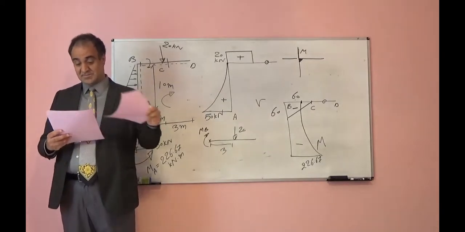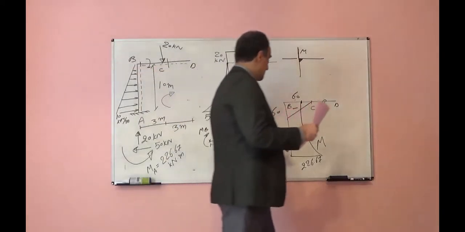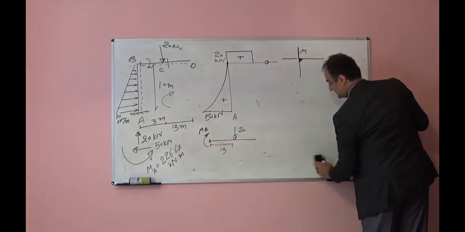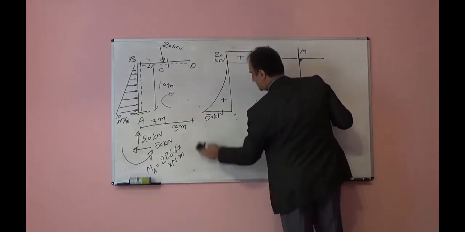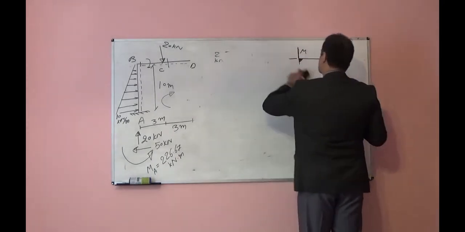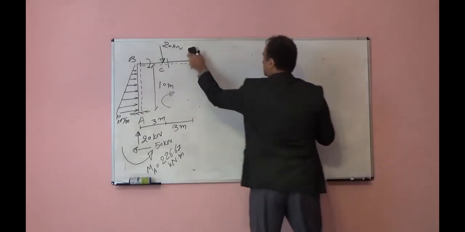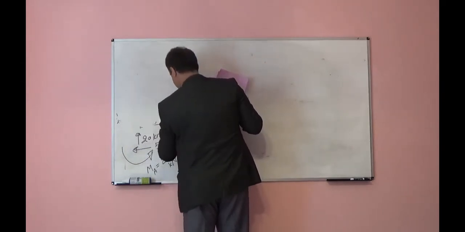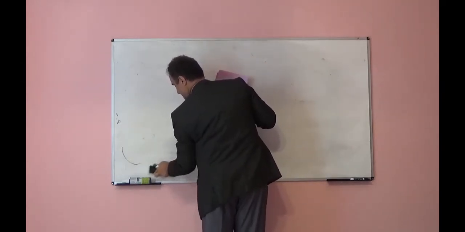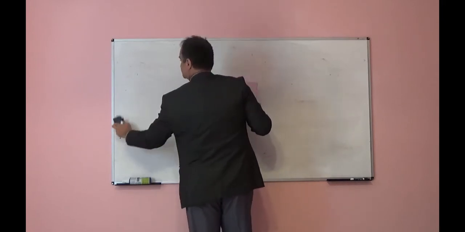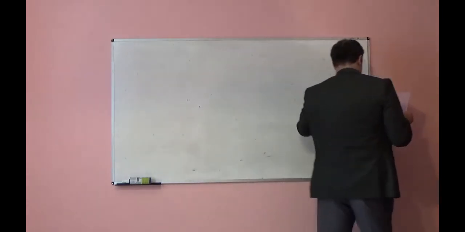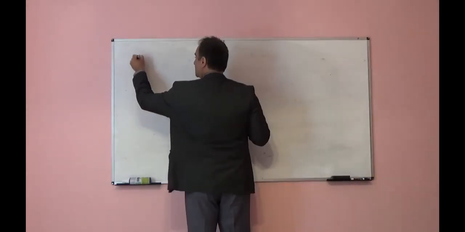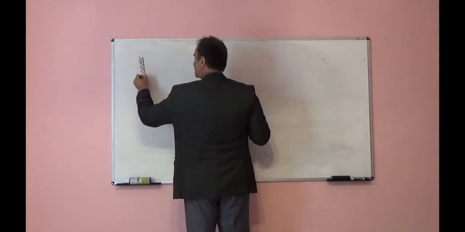Let's look at the next example. We want to solve that system using superposition. It is a very simple example. We have this beam, one degree indeterminate.